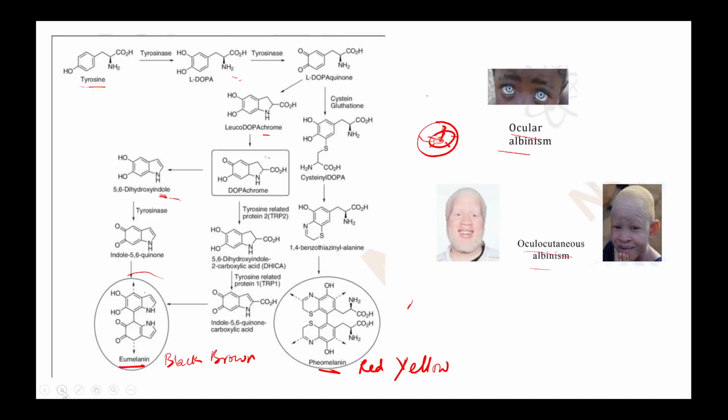Then limitation of the substrate availability. If tyrosine itself is less in the body, like in the case of phenylketonuria, pale skin or white skin is observed, lighter skin is observed because there's a lack of melanin synthesis. So basically, limitation in tyrosine can lead to albinism as well.